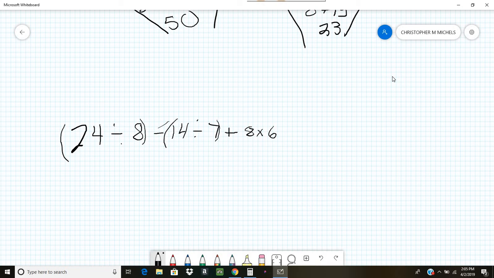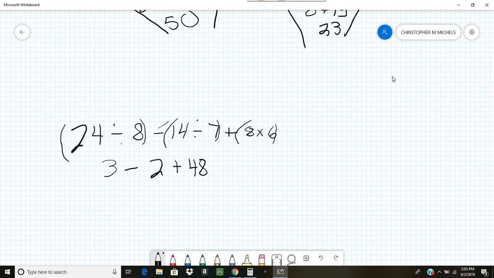Because when people see the parentheses in these order of operations problems, they tend to gravitate towards those. It can be a good visual tool to help you realize, okay, I can do all 3 of these at once. So we do 24 divided by 8, which is 3. Minus 14 divided by 7, that gives me a 2, plus 8 times 6, which is 48.